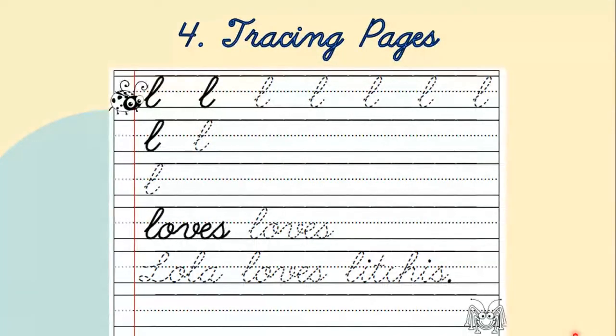Tracing pages are also helpful. So here's an example of a tracing page, and it's always important to provide a scaffold. So here we start off with the tracing of the letter, and then these 2 lines allow them the opportunity to practice the letter by themselves, following with the word, and then finally a sentence.